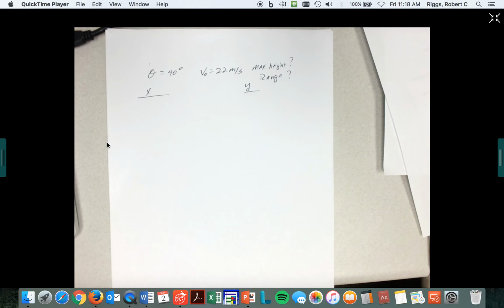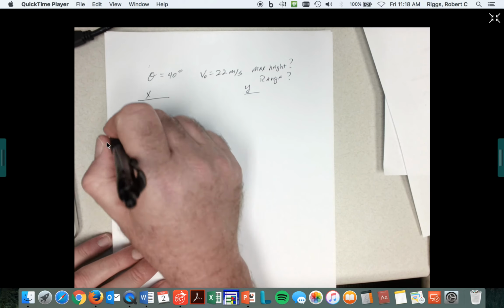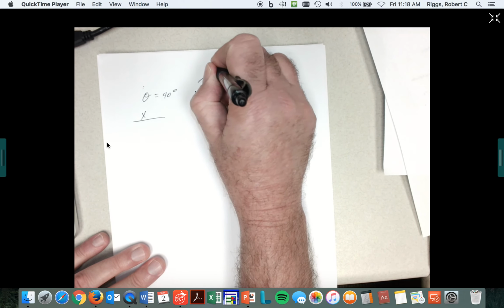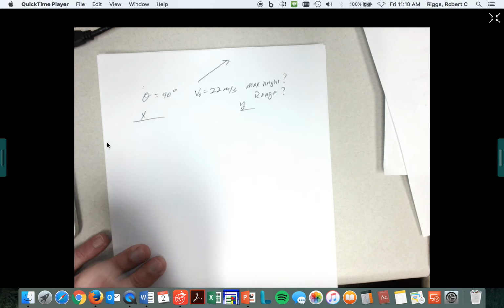Okay, welcome back to my world here, and here's what we've been given, and here's how the ball was kicked. It was kicked at a 40-degree angle at 22 meters per second.